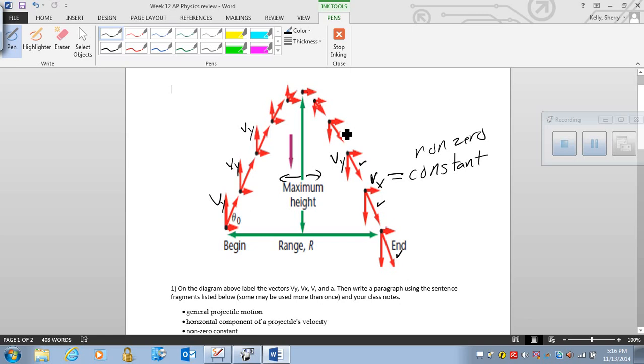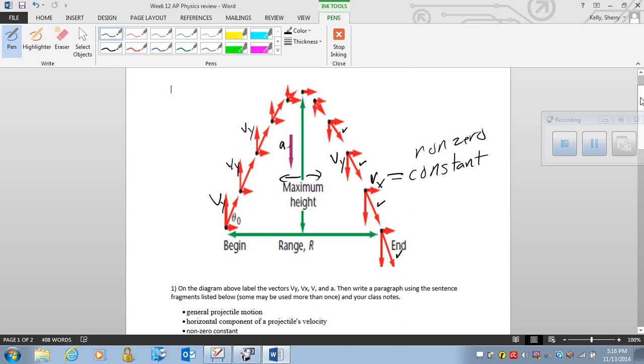The other thing we have to label is acceleration. You'll notice they only have one vector for acceleration. That's because for any general projectile, the acceleration is the acceleration due to gravity, which is constant, 9.8, and in the down direction.